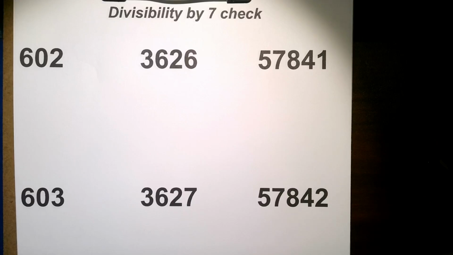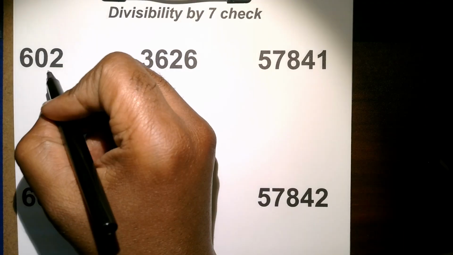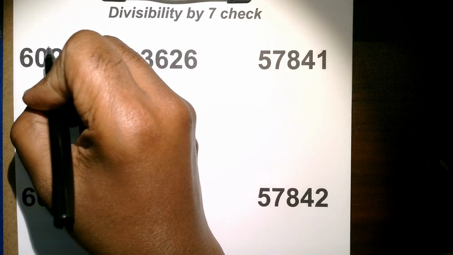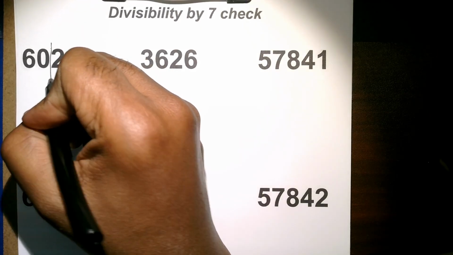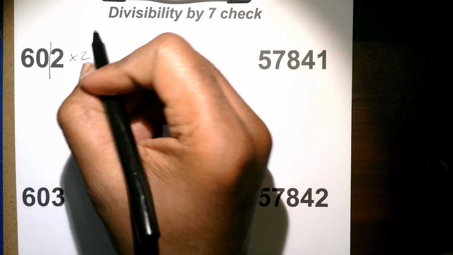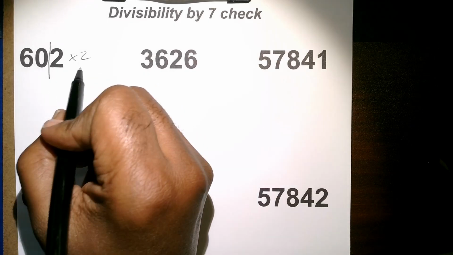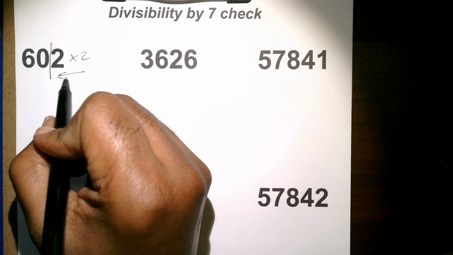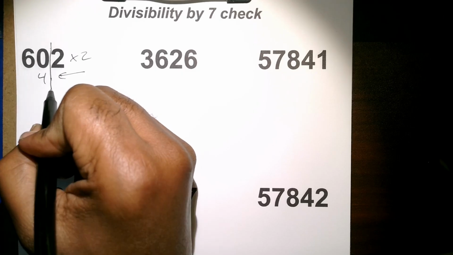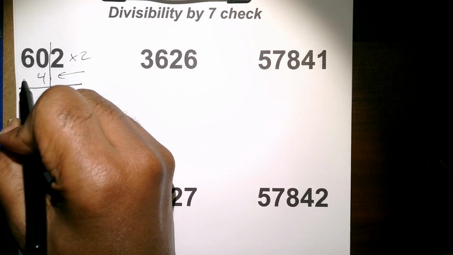Okay, we want to demonstrate if a number is divisible by 7. So we have 602. The method is that the last number, we're going to split that using this line here, and we're going to multiply that number by 2. 2 times 2 gives you 4, and we're going to put the 4 here on this side. Okay, and then we'll block it off and we'll subtract.